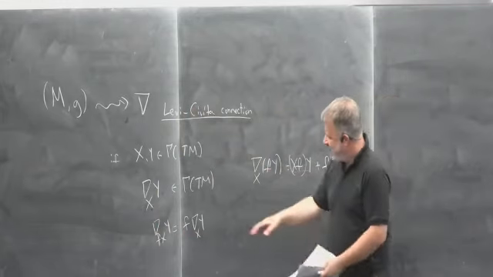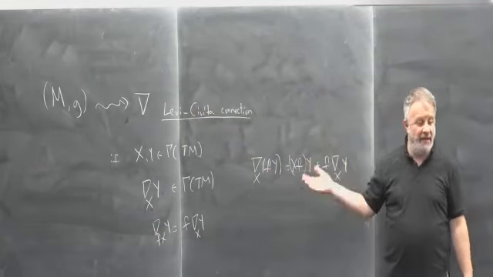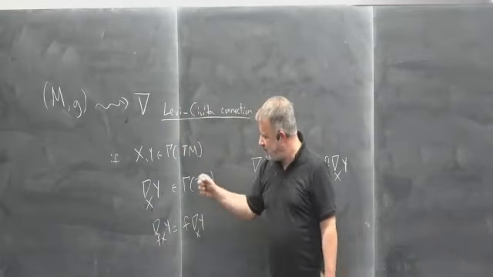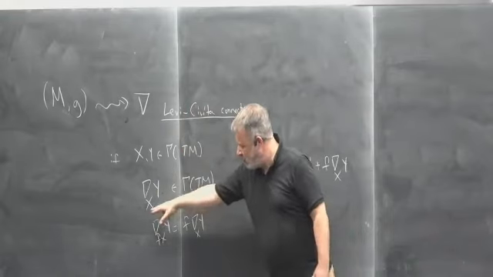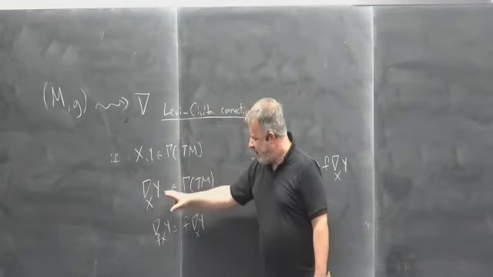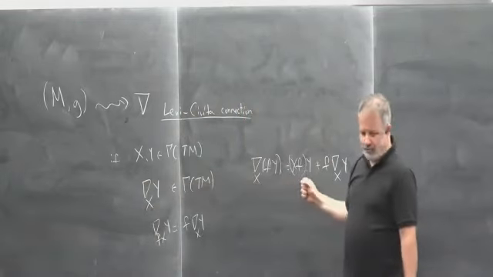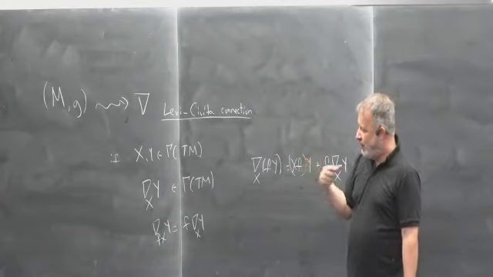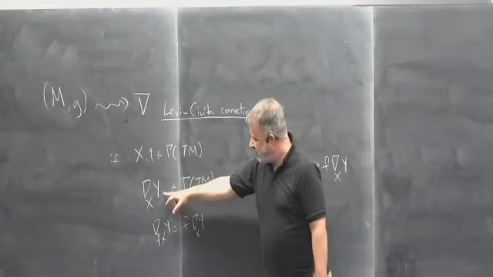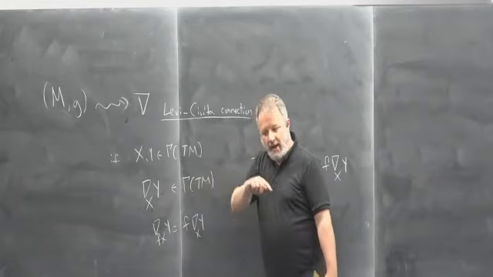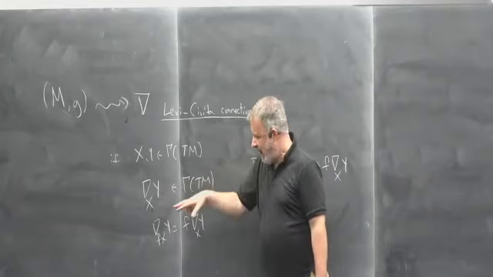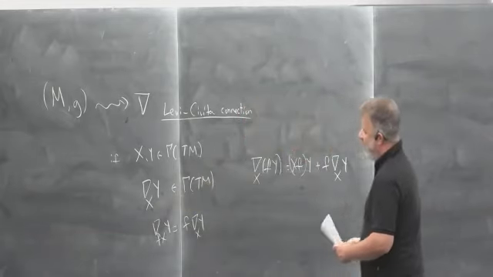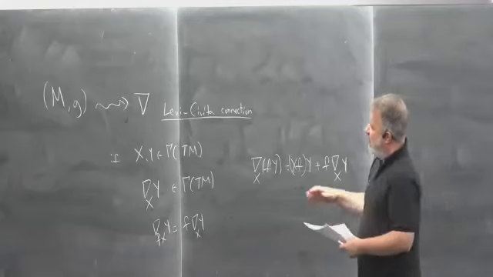These two equations imply that it's pointwise, tensorial in X. So if you evaluate this at a point p, it only depends on X at p. And it's local in Y. The Leibniz rule shows that it only depends on Y in a neighborhood of p. You can even do better than that: it only depends on Y along any arbitrary curve passing through p with initial velocity X_p. So that was the covariant derivative.